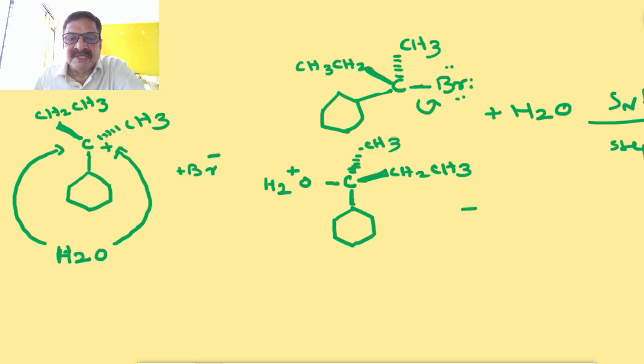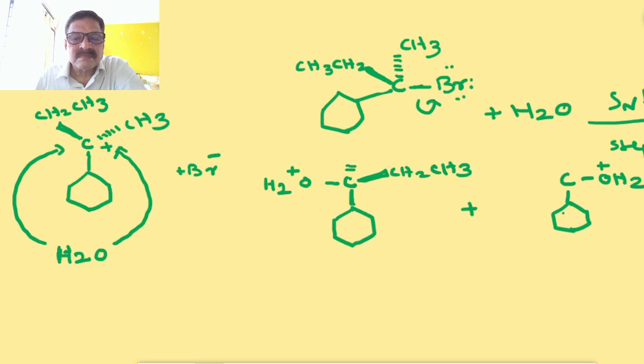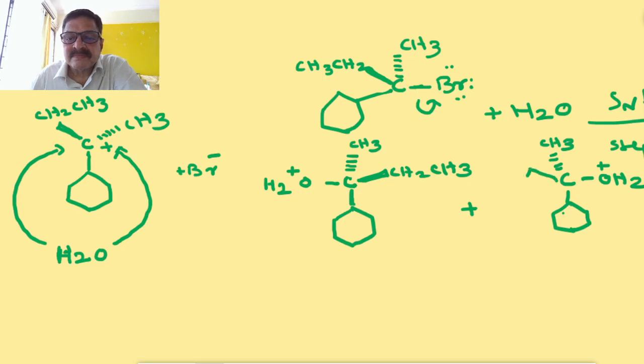Now this compound can be formed here, and there can be a mixture. It can attack from the other side, which means it will be like this again. We have C here, this OH2 plus will be on this side, and on this side we have our other groups: the CH3 group here, then the CH2CH3 here. So these are the two different types of enantiomers being formed here. This is step 2 of the reaction: the nucleophile water attacking from the left side and from the right side, because both are equally possible.